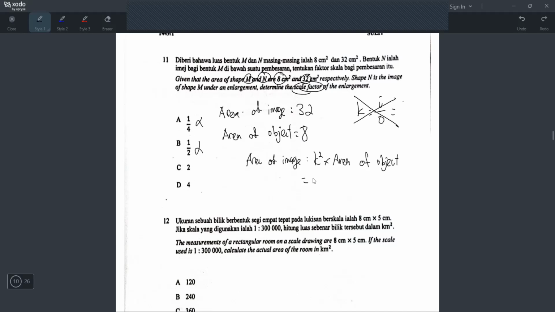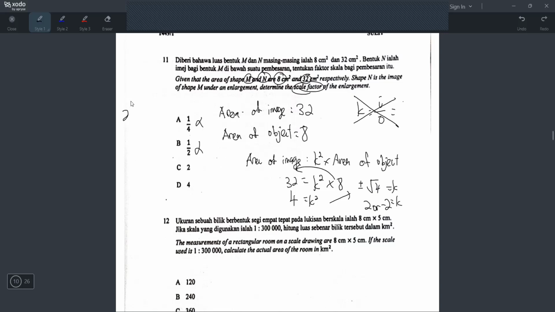So now we use the formula k squared. Area of object is 8, so times 8, and area of image is 32 like this. So what you do is move the 8 to the other side. 32 divided by 8 is 4. And then how to find k? Square root the 4. When you square root 4, you will get 2, right? Actually, there's another answer, because square root 4 is also negative 2.